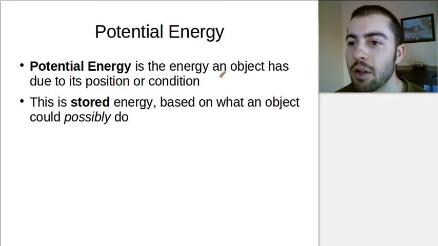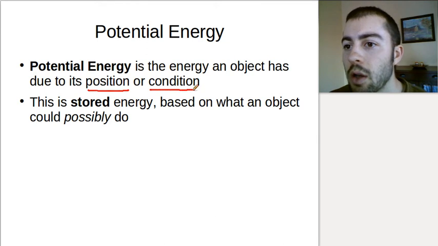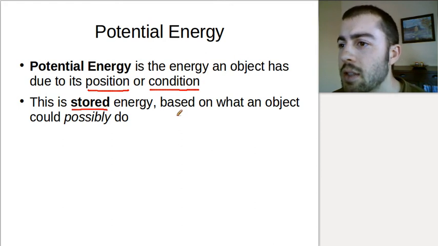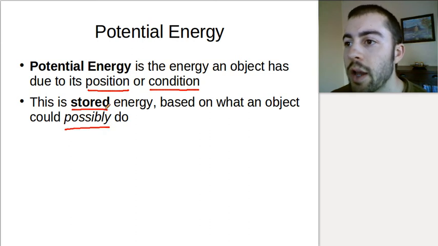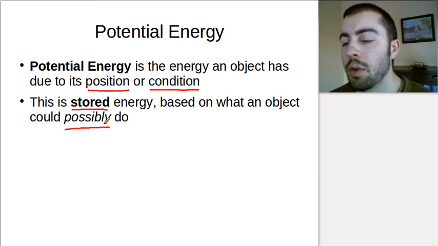So potential energy is the energy an object has due to its position or condition. Alright, so I know that's a little vague. We're going to get into some of the details of what that means. But this potential energy is stored energy that's not necessarily being used at a given time, and it's based on what an object could possibly do. So this is stored energy that we're going to see what we can do with.